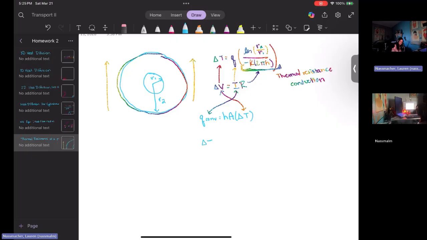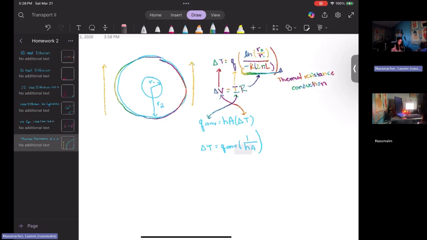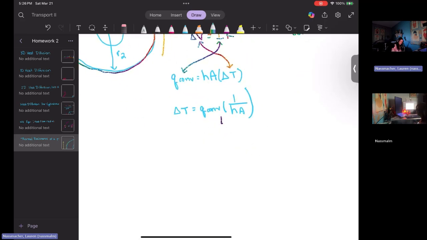So rearranging the equation, we can find our thermal resistance for convection. Our change in temperature is equal to our heat flow multiplied by 1 over our coefficient, sorry, not our height, multiplied by our area. For this problem, I am going to change height from H to L, so it's easier to understand the difference between a coefficient and the length. So now we know that 1 over our heat transfer coefficient multiplied by our area is the thermal resistance for convection.